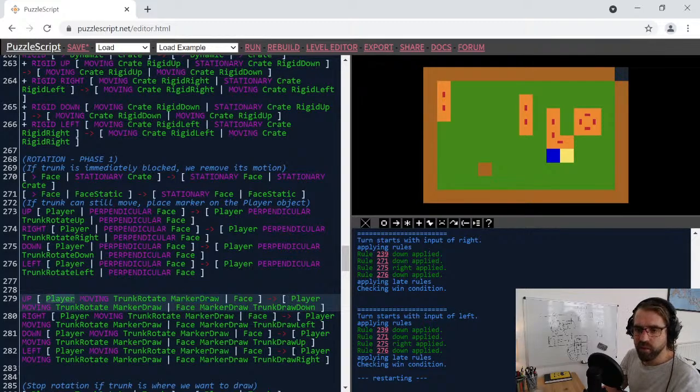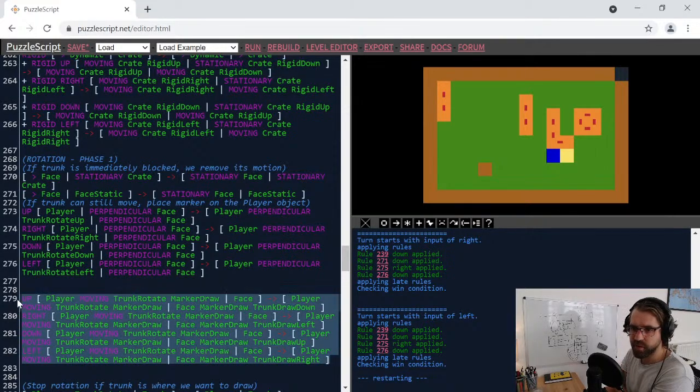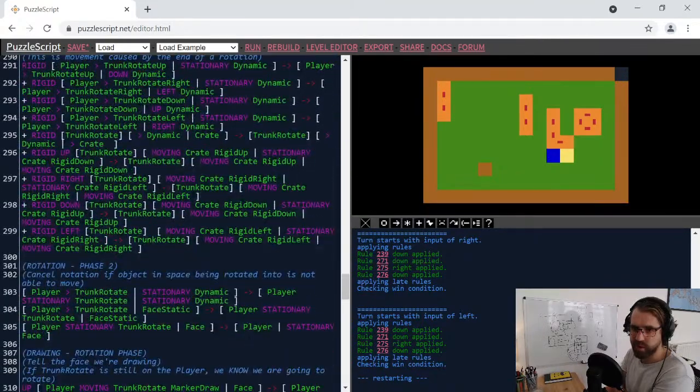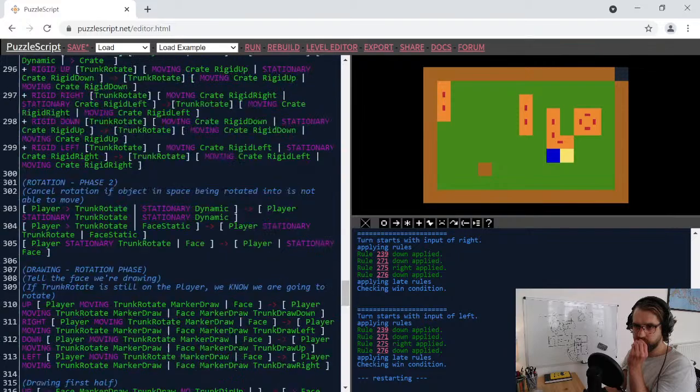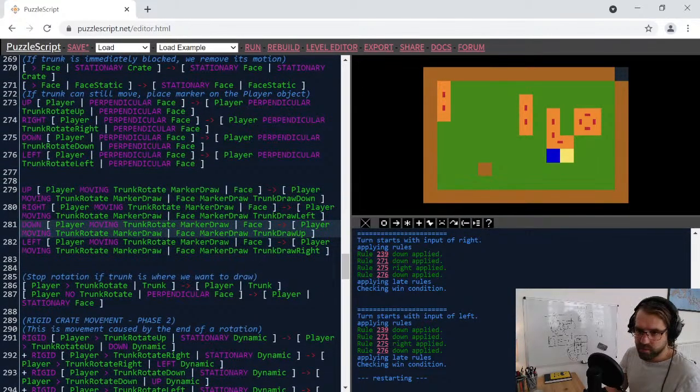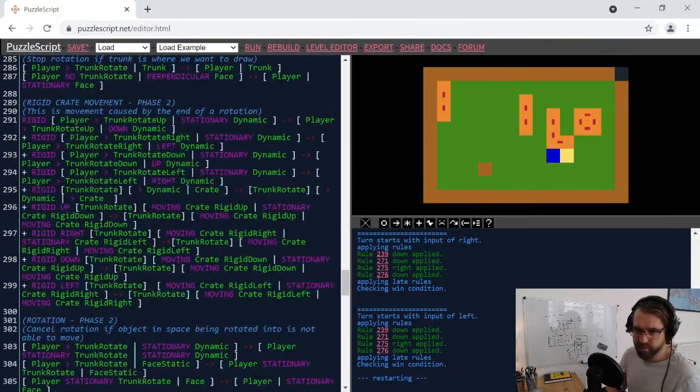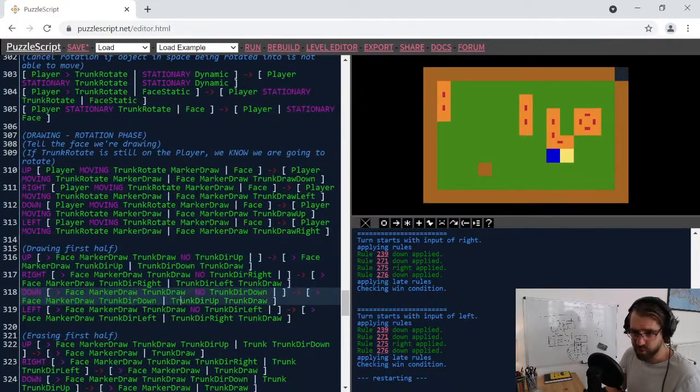Okay. When player's rotating and we're drawing, there's a face in front of me. I put down a marker draw on the face and trunk draw down, which is the direction of the player. Okay, that's fine. I could just duplicate these rules a bit. Maybe I don't have to do them down here if I'm doing them up there. Yeah, quite possibly. Okay, so don't I then propagate them up? I guess in the drawing I do that.